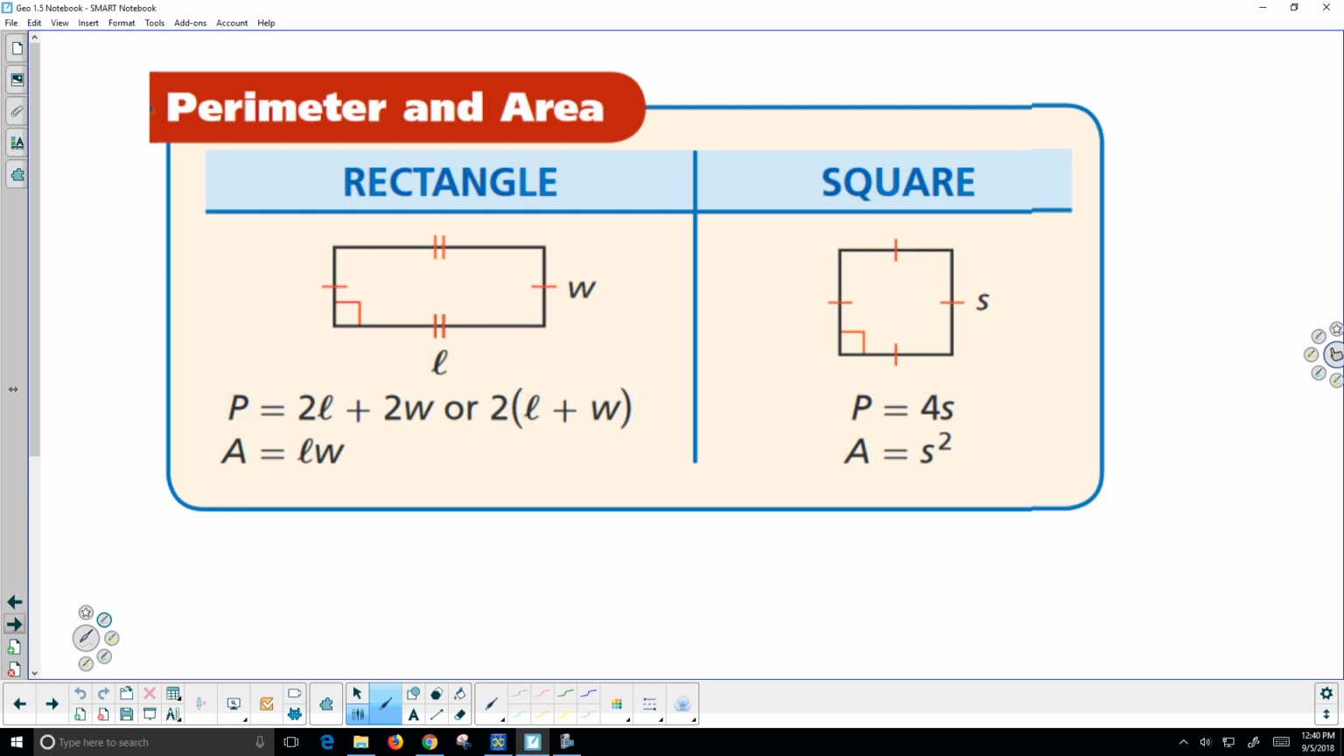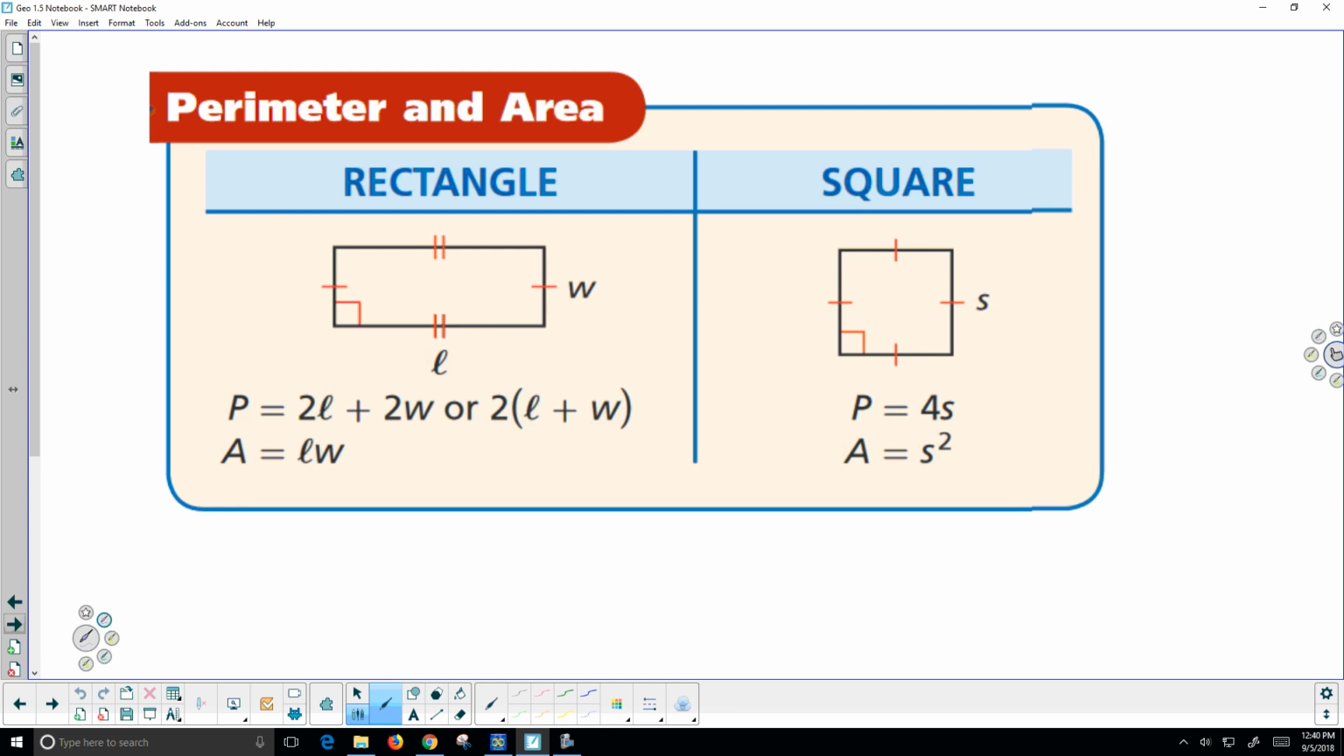All right, so the first thing that we need to get into our notes is that the perimeter and the area of a rectangle are as follows. The perimeter is twice the length plus twice the width, or you can add the length and width together first and then double them. So that's the perimeter of a rectangle.